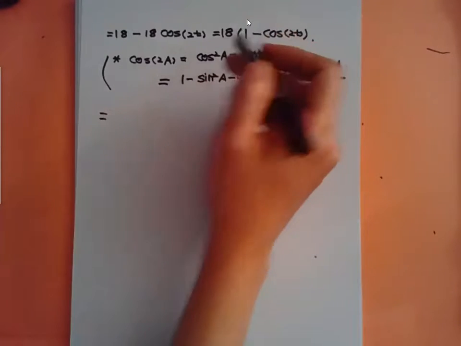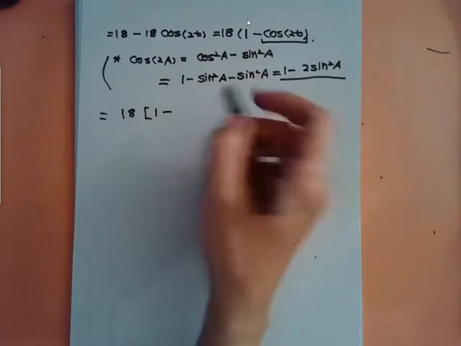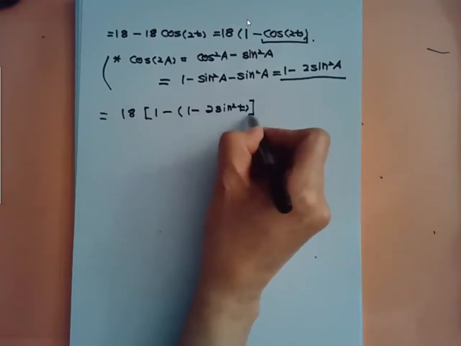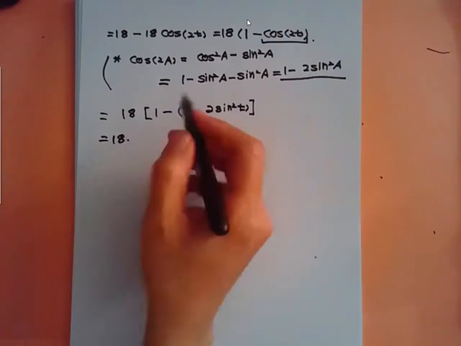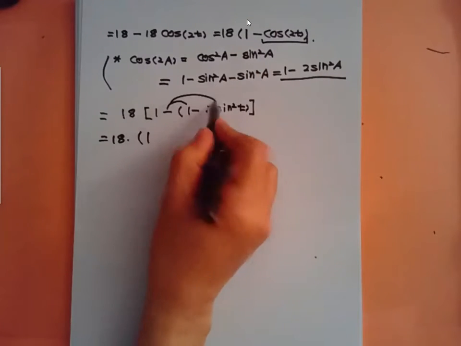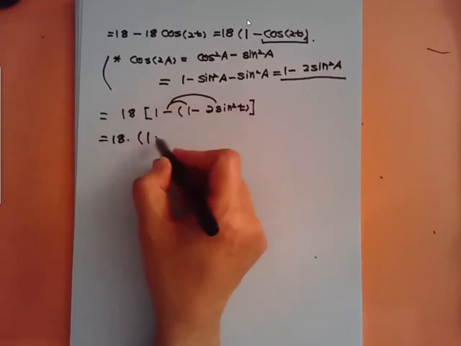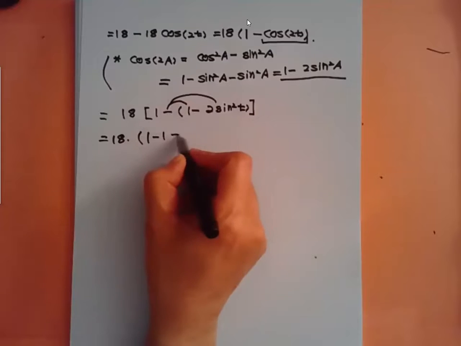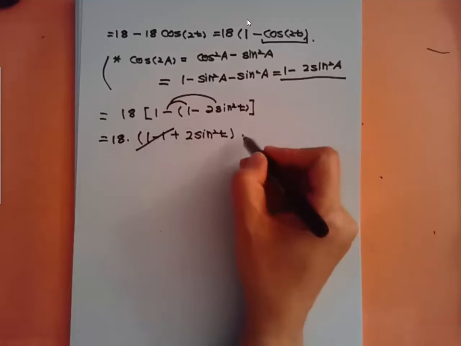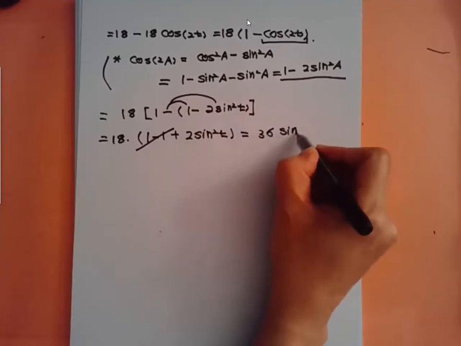So this one will be 18 times 1 minus, instead of cosine of 2t, we will write 1 minus 2 times sine squared of t. So that is 18 times, let's go through all those details. Minus will be distributed to both, not only to the first term. So 1 minus 1, minus minus will make plus, plus 2 sine squared of t. So those will cancel each other. And 2 times 18 will make 36 sine squared of t.